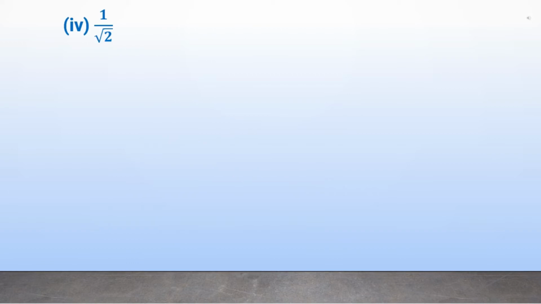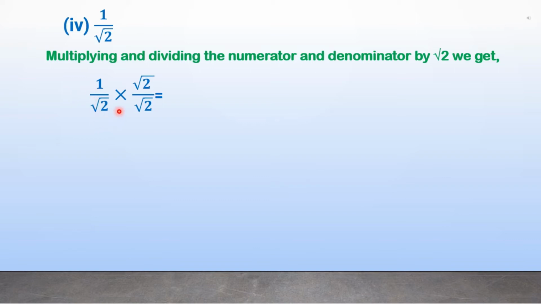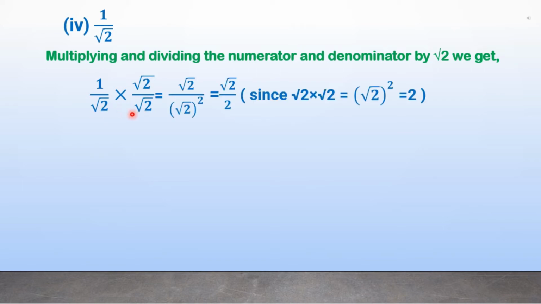Example 4. 1 by square root of 2. Solution. Multiplying and dividing the numerator and denominator by square root of 2, we get 1 divided by square root of 2 into square root of 2 divided by square root of 2. See here, numerator 1 into square root of 2 is equal to square root of 2. Here denominator square root of 2 into square root of 2 is equal to square root of 2 squared, which is equal to 2. So the answer is square root of 2 divided by 2.